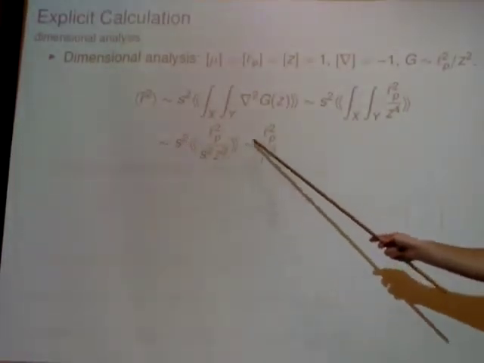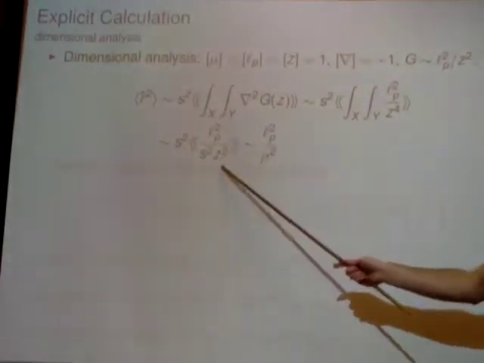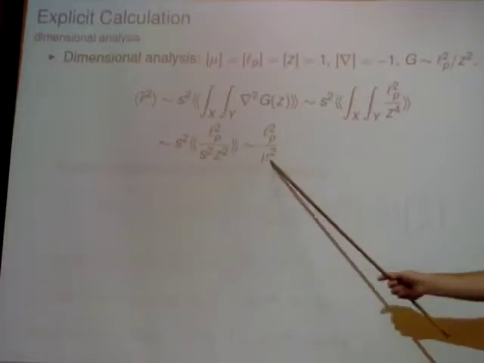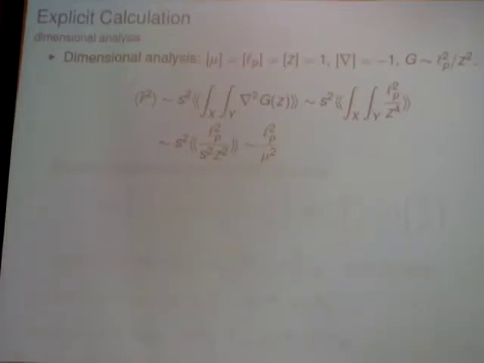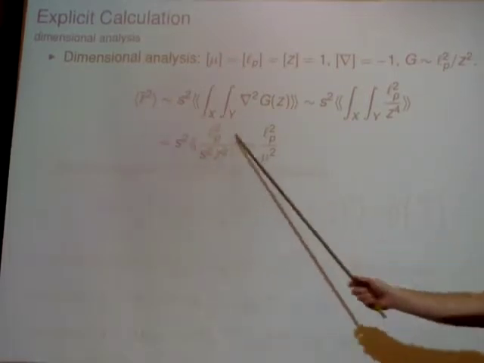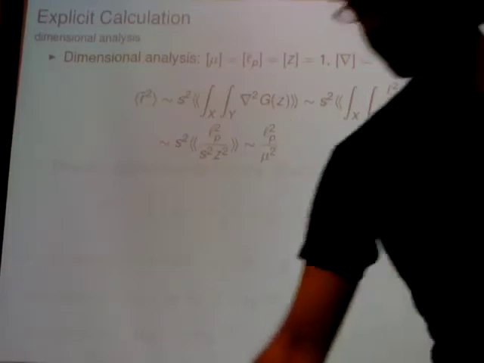These cancel, take L Planck out of the smearing, and the smearing of 1 over z squared gives me something that's of order 1 over mu squared. So the result is that this quantum variance is going to behave like L Planck squared divided by mu squared.